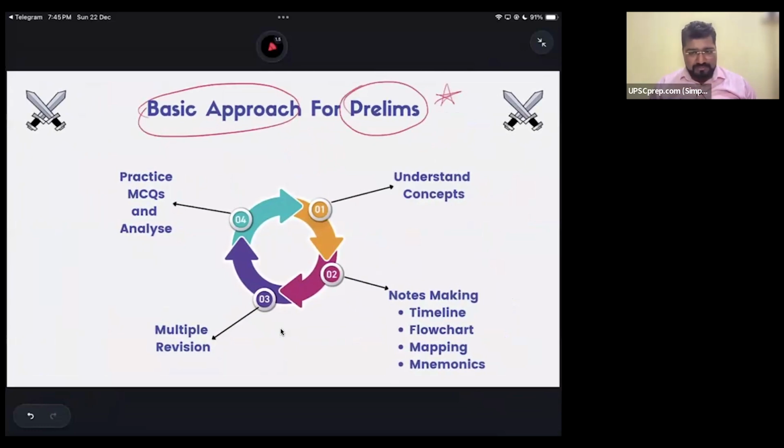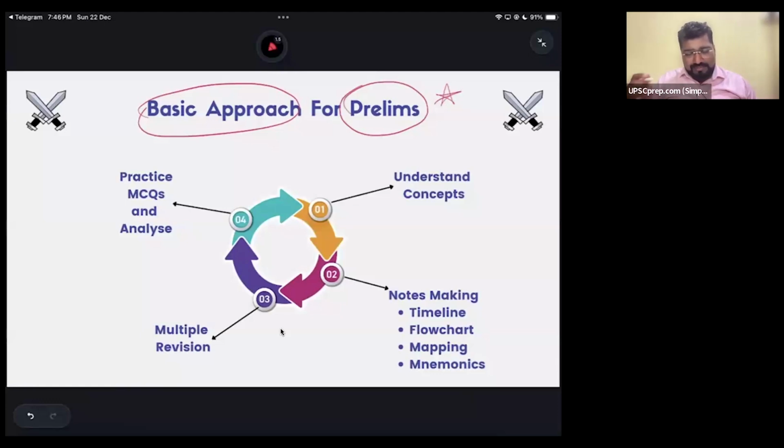Okay, basic approach for the prelims, or in general for your mains as well. Why? Because I have already discussed earlier, whatever you refer to for your prelims, you need to revise again after the prelims for your mains. It's very simple. Need not complicate, need not multiply the sources. Always remember, keep your sources limited. One standard book and one reference book. That's all. One standard book, one reference book.